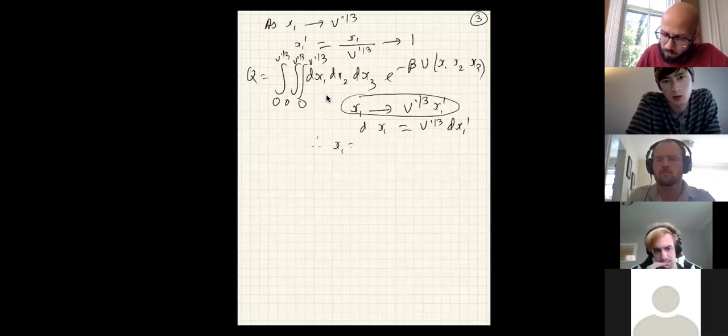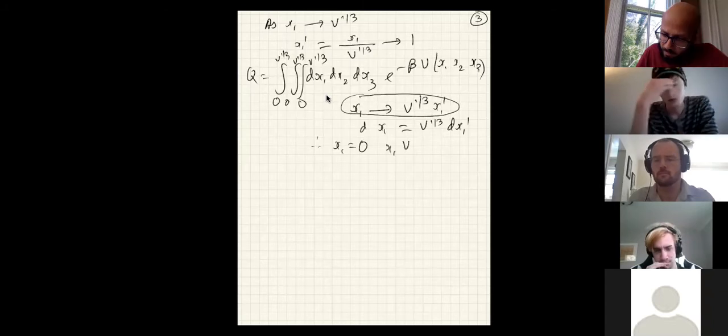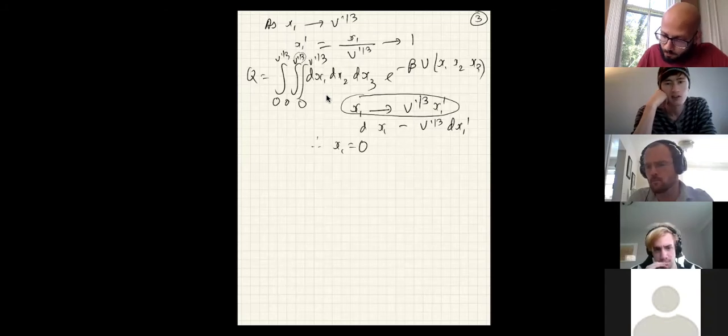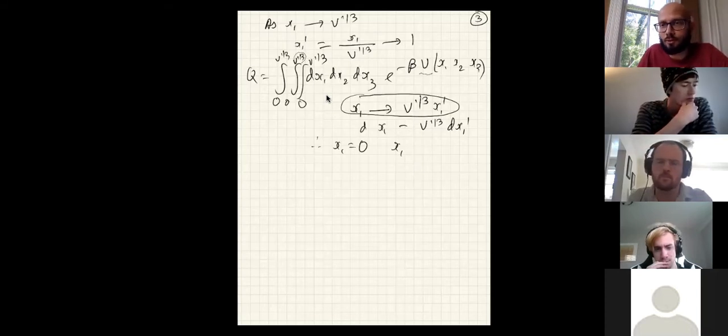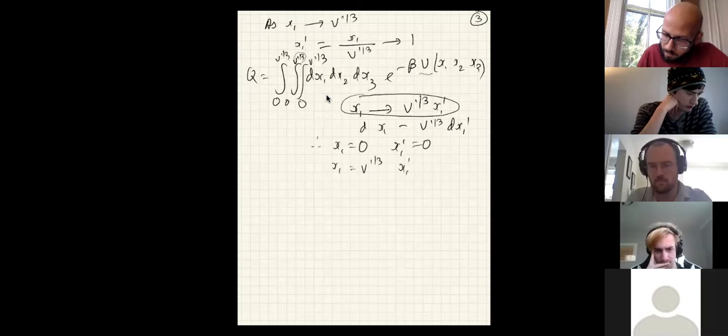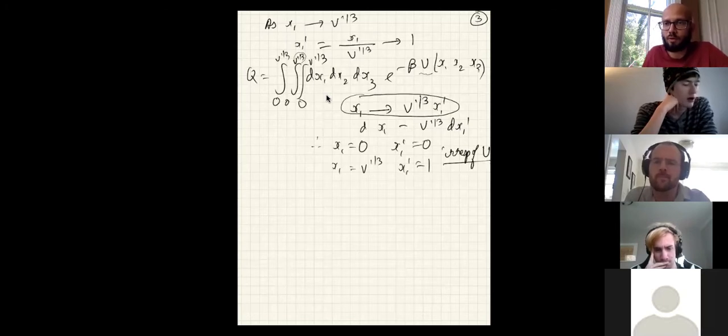Therefore, when x1 is equal to 0, x1 prime is 0. I know what you mean. You're asking whether the limit itself should become a complicated function of all the other variables. Nope. The limit is not dependent on the potential. The limit is set to be the range of the box, period. The limits won't change whether this potential were an ideal gas or a hard sphere or a Lennard-Jones. It doesn't care about that. When x1 is equal to 0, x1 prime is equal to 0. When x1 is equal to v to the power 1 by 3, x1 prime is equal to 1. Irrespective of u, that's what you have to understand here. This has nothing to do with u. This is just the limit over which you are integrating.